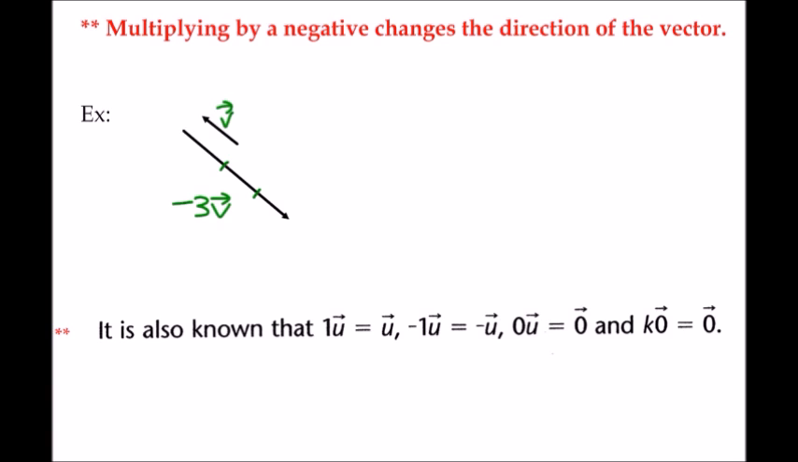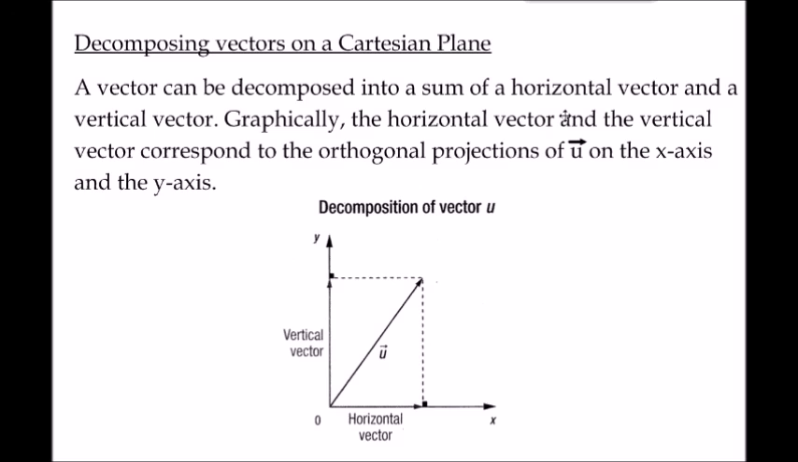And also a few things you need to remember. 1u is the same as u, because you don't see the 1 there, but it's there. It's the same as in algebra. When you have a negative, it's the same. We don't put the negative 1 here, but it's there. And if you have 0u, we can also bring it back to the 0 vector, if you remember. And when you have a scalar k multiplied by your 0 vector, it's going to bring back the 0 vector.